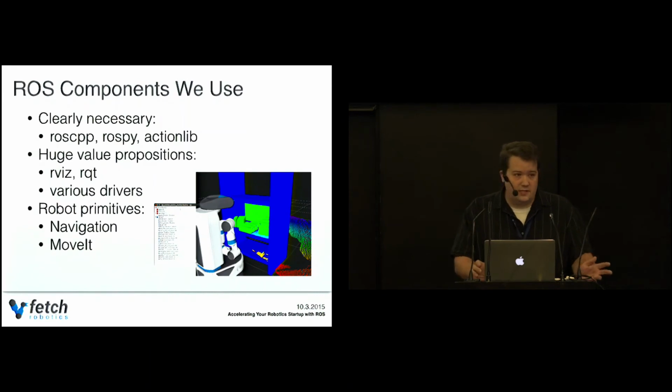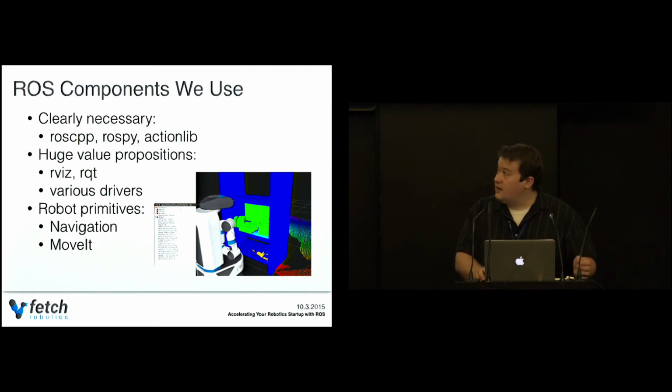So we use a lot of ROS components. Clearly we have to use things like roscpp and rospy. We're big users of actionlib, as anybody building a robot really should be. There are huge value propositions from tools like RViz and RQT and the various drivers. You can go out and buy a SICK laser and then go online and just download the drivers and get it working very quickly, and it's connected right into ROS.